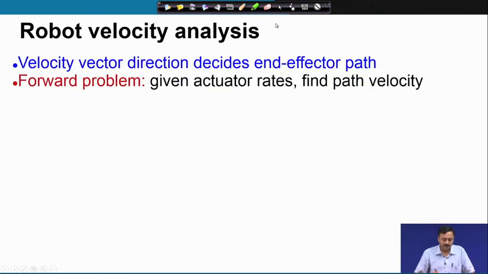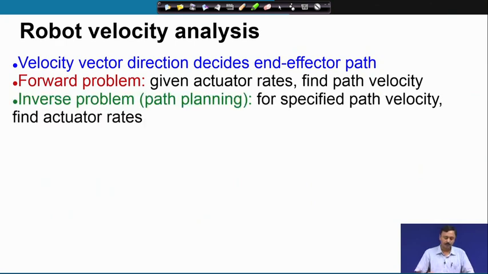In the case of robots, as you know, the velocity analysis problem is a little more complicated, because the velocity vector direction decides the end effector path. Given the end effector path, the velocity vector direction must be tangential to this path. So, the forward problem is given the actuator rates, find the path velocity and hence find the path. If you know the velocity vector at each point of the path, then the path must be the tangent curve to all these velocity vectors.